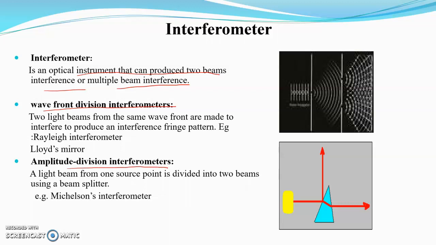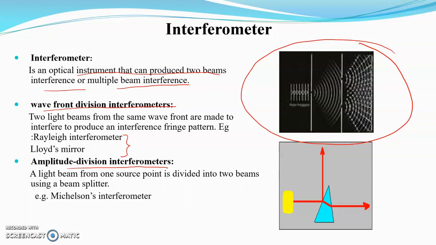In wavefront division interferometers, the method of splitting or constructing the two waves was explained in the last session. We are using slitted screens for getting two or more wavefronts. Examples of this kind of interferometer are the Rayleigh interferometer and Lloyd's mirror.